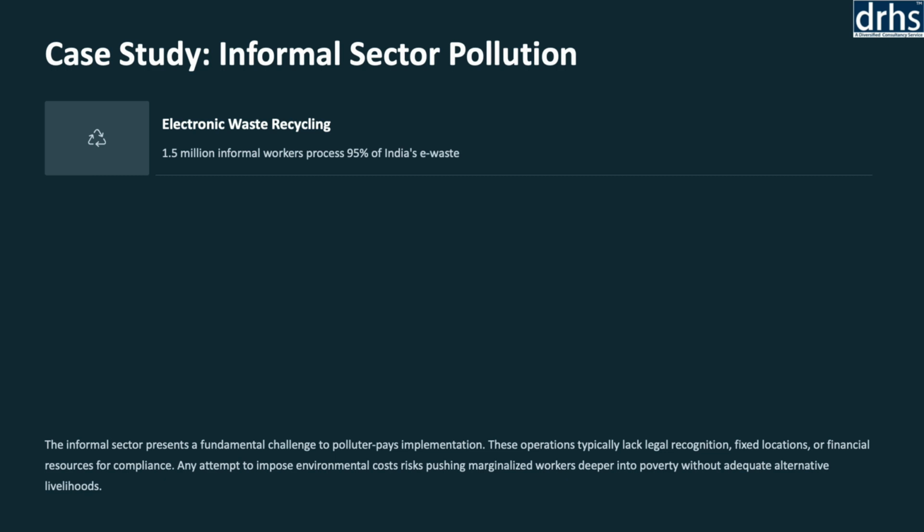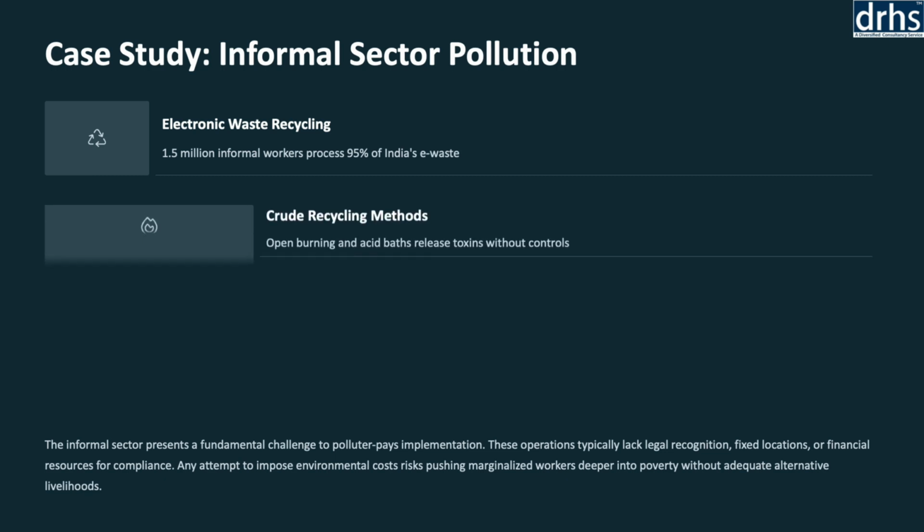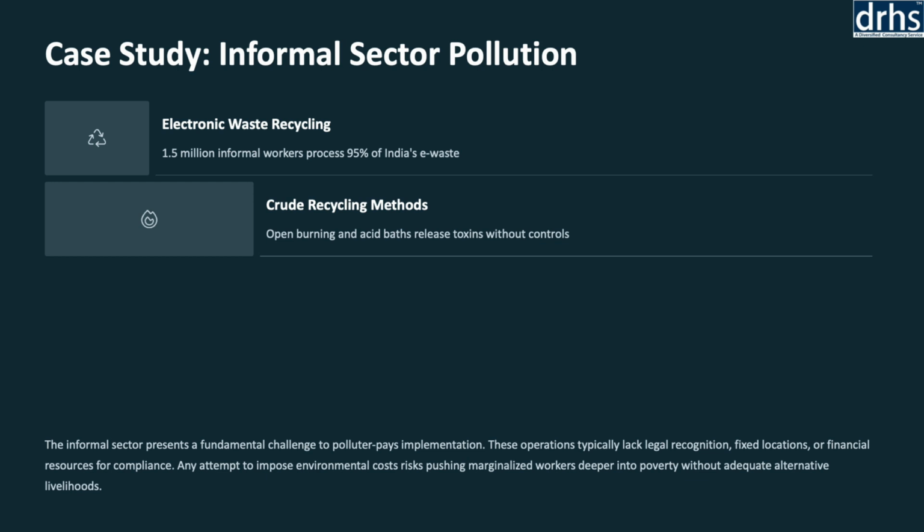The other thing is related with the crude recycling method. Informal e-waste handlers rely on primitive techniques such as open burning, acid leaching, and manual dismantling to extract valuable metals like copper, gold, and silver.